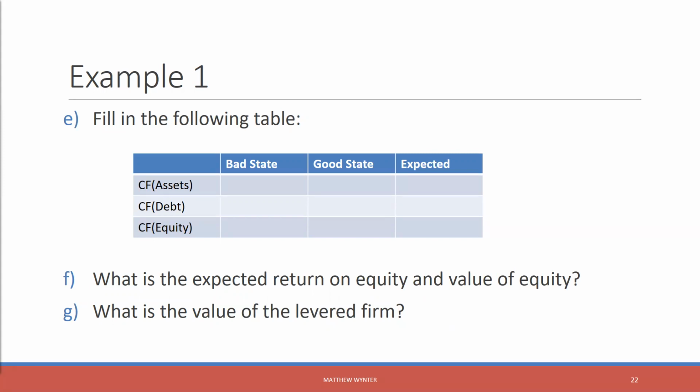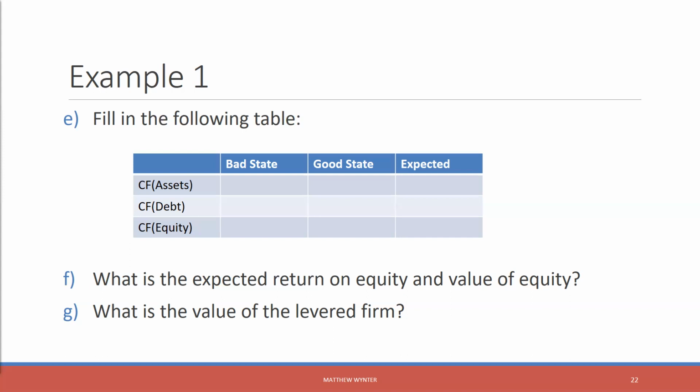And if we average across those states, we'll find that the cash flow to assets on average is going to be 16.5 million. To debt, it's going to be 10.5 million. And to equity, it's going to be 6 million. Fairly straightforward. What is the expected return on equity and the value of equity? The expected return on equity is still going to be 0.05 because, again, the firm has a beta of 0. Therefore, the value of equity is going to be the present value of the expected cash flow to equity, which is 6 million divided by 1.05.